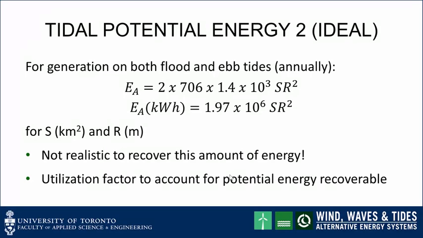And so if we want to look at generating on both the flood and the ebb tides annually, we can multiply then by 2, so that's the flood tide and the ebb tide. We're recovering on both. Times the 706 cycles times the energy available per cycle, we come up with 1.97 times 10 to the 6th S sub r squared.